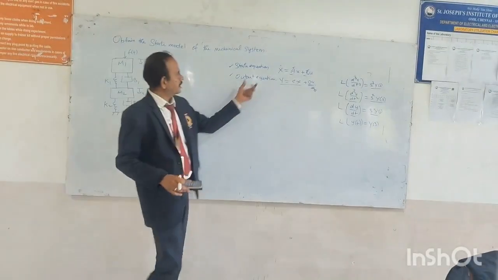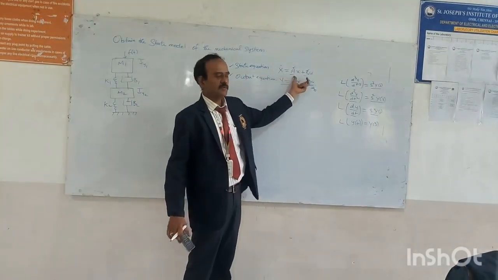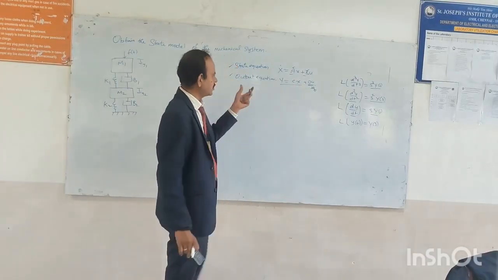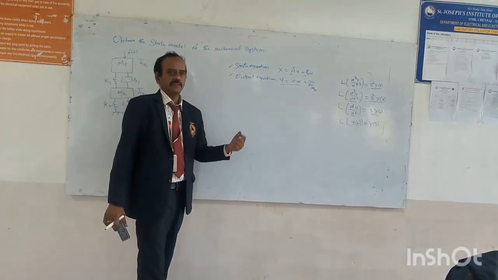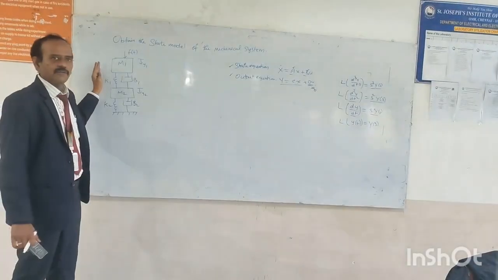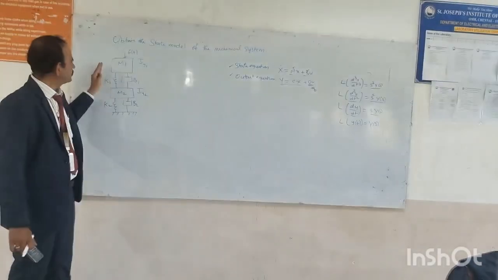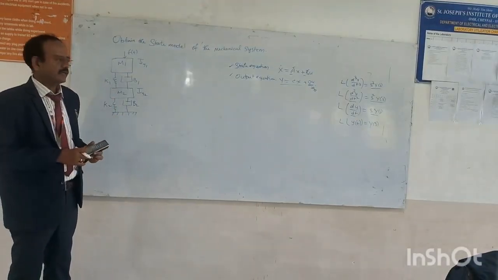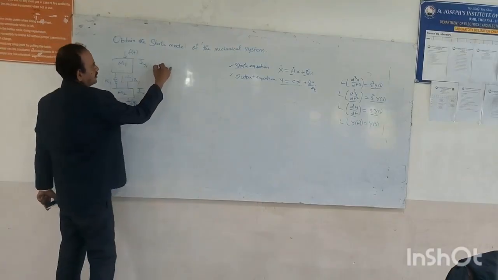The state model is nothing but x dot equal to Ax plus Bu, and the output equation is represented by y equal to Cx plus Du. Previously you have seen how to find it from the differential equation. Now we will see how to obtain the state model for the given mechanical system. For that we have to write the force balance equation for both the masses. Okay, we will start with the first mass.